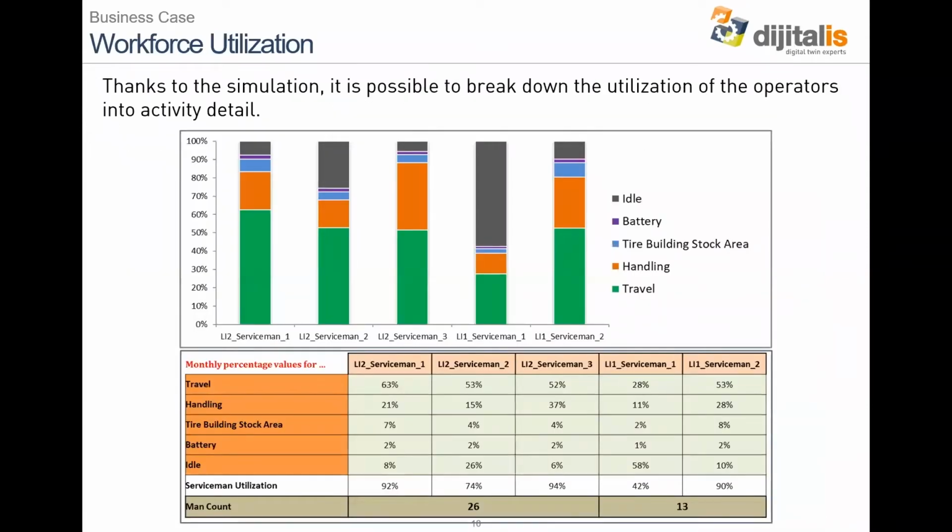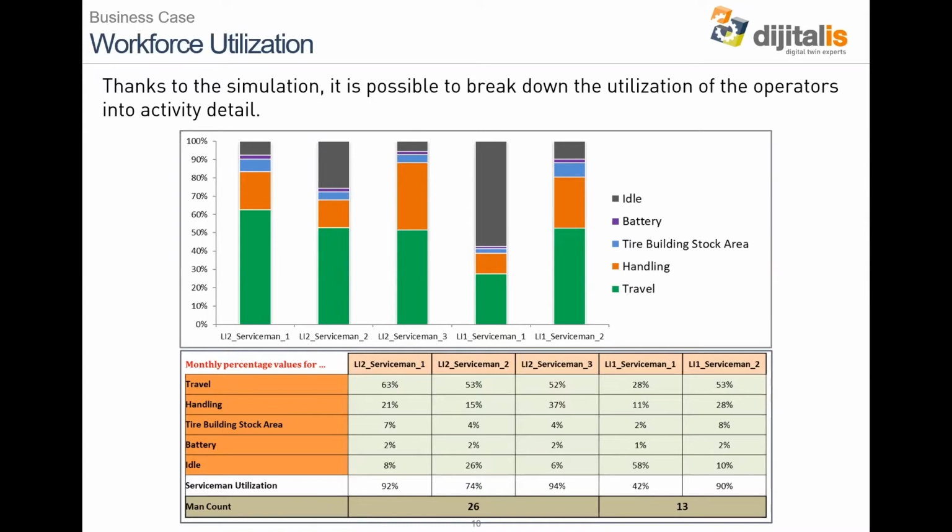And thanks to the simulation, it will be possible to break down the utilization of all the operators to the tiniest activity detail. For example, you can see an output of the simulation model, which shows a small section of the production facility where only 5 operators are involved. In a manual calculation without simulation, of course, the utilization can be calculated, and then you would say that 5 operators are necessary to complete this task.